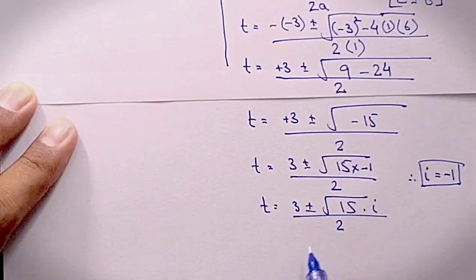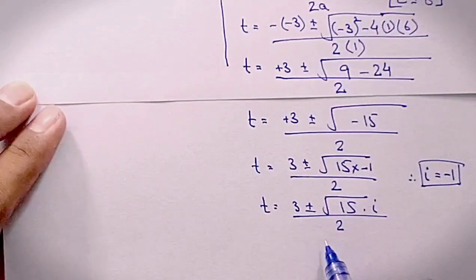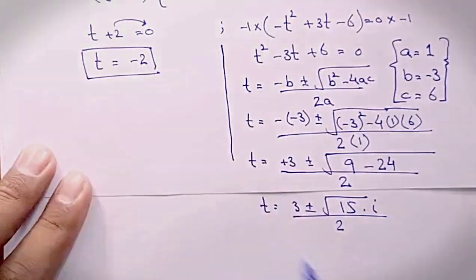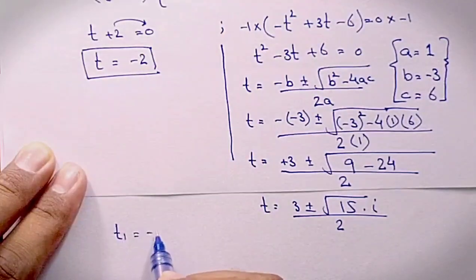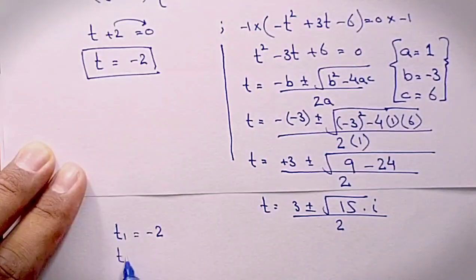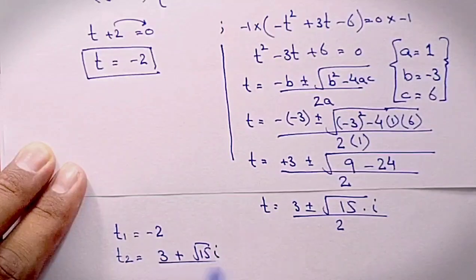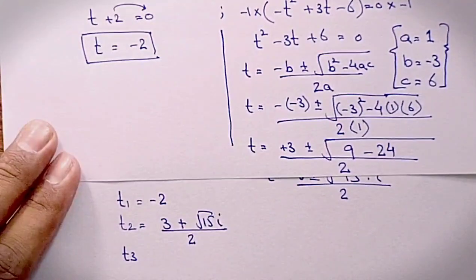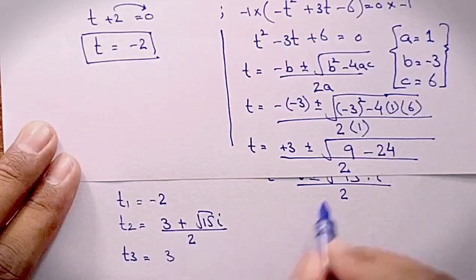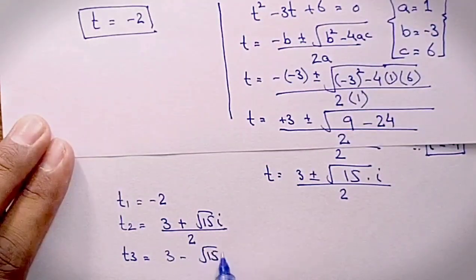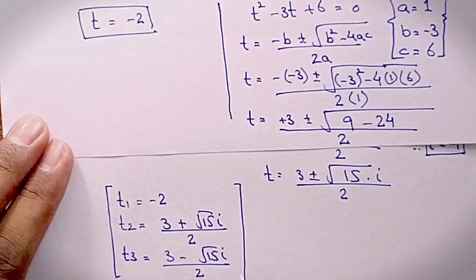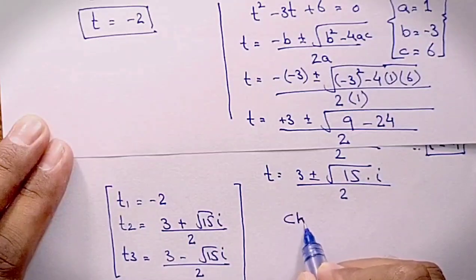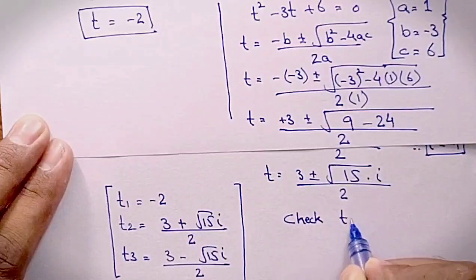So from here, we have two complex solutions. If you remember, the first value t1 equals minus 2, which is a real solution. The second value, when it is positive, is t2 equals 3 plus under root 15 iota over 2. The third value, when it is negative, is t3 equals 3 minus under root 15 iota over 2. So these are all the values of t for our problem, where we have one real solution and two complex solutions. Now let's check this real solution, which is -2.